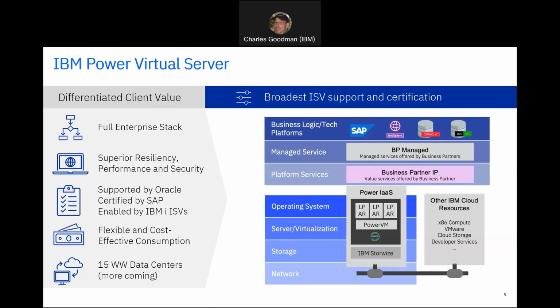As you can see over on the left, it is a full stack. This is completely the same technology as you have on-prem. There is no additional technology in there, no additional layers in there. It is exactly what customers are used to running on-prem. When we build Power Virtual Server, it is the best Power Cloud in the business.